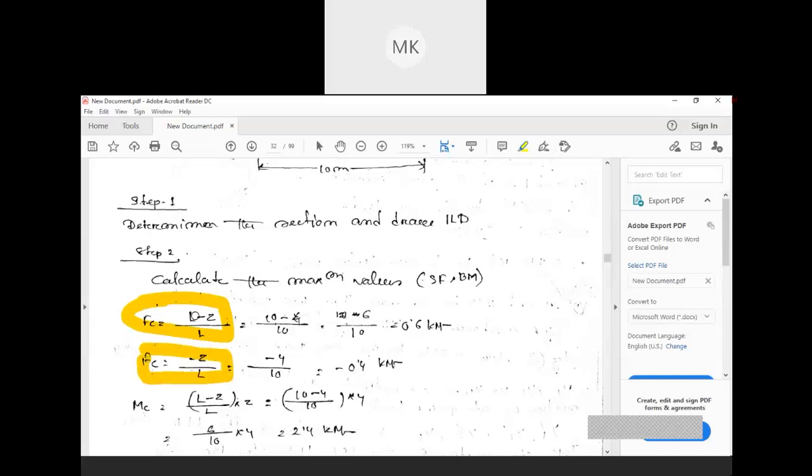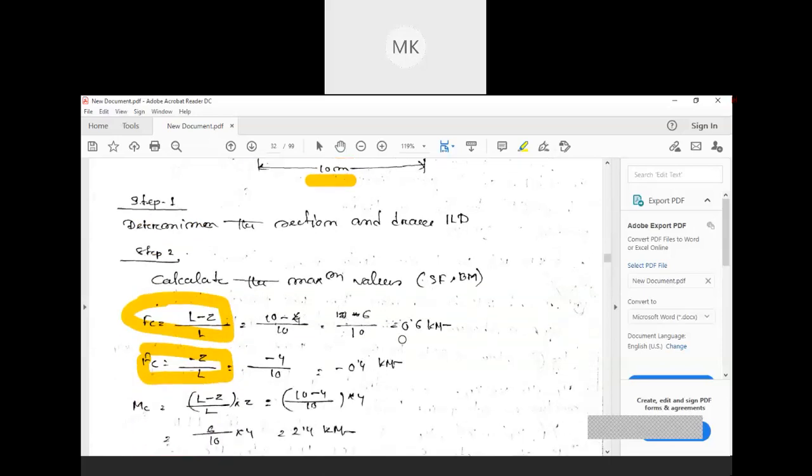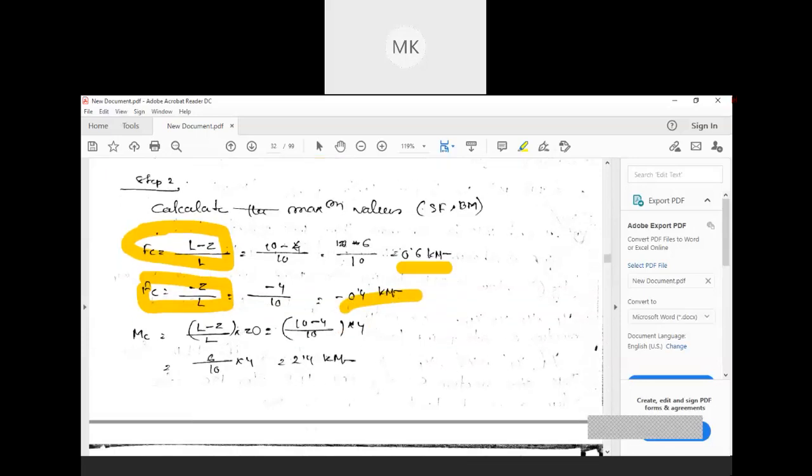So everything is given. L is the total length, which is 10 meter. Z is the distance from support A to the point C, which is 4 meter. So Z is 4 and L is 10. Just putting in these values you can easily find FC. And for finding MC we know the formula, L minus Z by L into Z. Just put in all these values and you can easily say what your MC is.